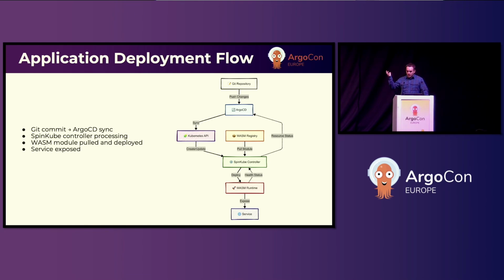And so the flow of everything, once you have everything up and running, you have ArgoCD managing calls to Kubernetes. And as you make changes to your Git repo, ArgoCD will continuously sync that, tell the SpinKube operator that you have a new image, and the SpinKube operator knows how to pull from the Spin registry, the WASM registry, those kinds of things.